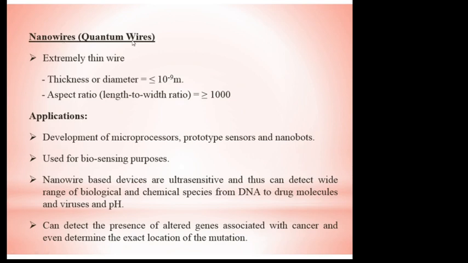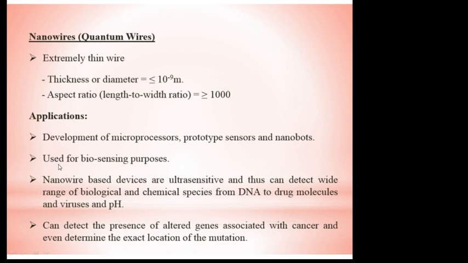Nanowires are commonly called quantum wires as well. Thickness is around 10 to the power minus 9 meters. Aspect ratio would be greater than, aspect ratio means length to width, that is diameter and length. So the greater the length and the smaller the width, the larger the aspect ratio, so the thinner, right? Development of microprocessors, prototype sensors and nanorobots, nanobots, a kind of robot as well.